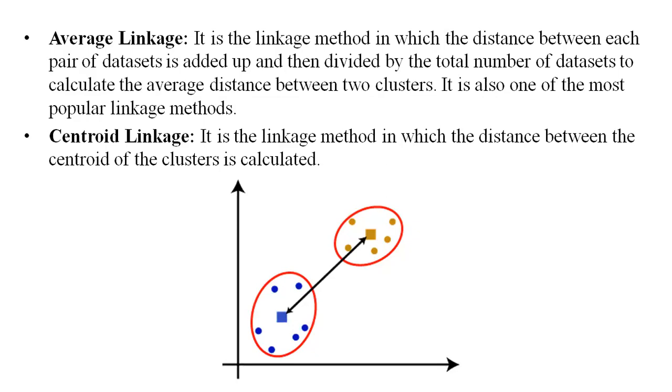Whenever you have some confusion between the largest and shortest, farthest or smallest point, then we may go for the average linkage method. And the final linkage method is centroid, similar to your K-means algorithm. Centroid values are calculated for each data point and the centroid distance is computed. Okay, so these are the four linkage methods which we need to learn when learning hierarchical clustering.